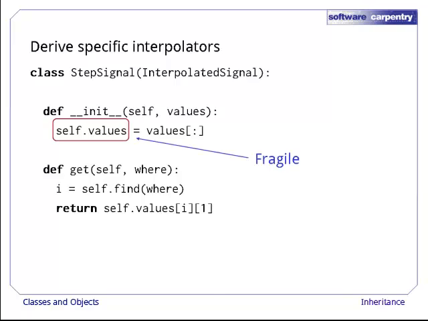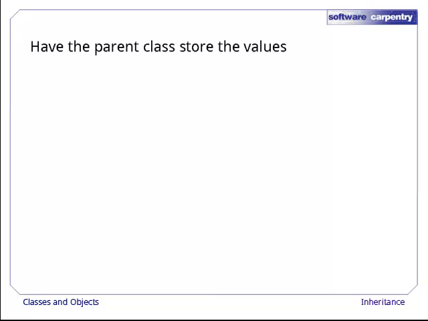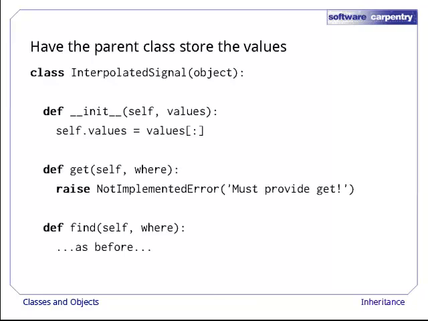There's nothing in StepSignal to tell the next person reading this code why we're doing this, just as there was nothing in InterpolatedSignal to tell someone reading it where self.values came from. Dependencies between classes should be more explicit. Let's see how to make them so. In this case, the right solution is to have the parent class store the values we're using for interpolation. This version of InterpolatedSignal does exactly that.